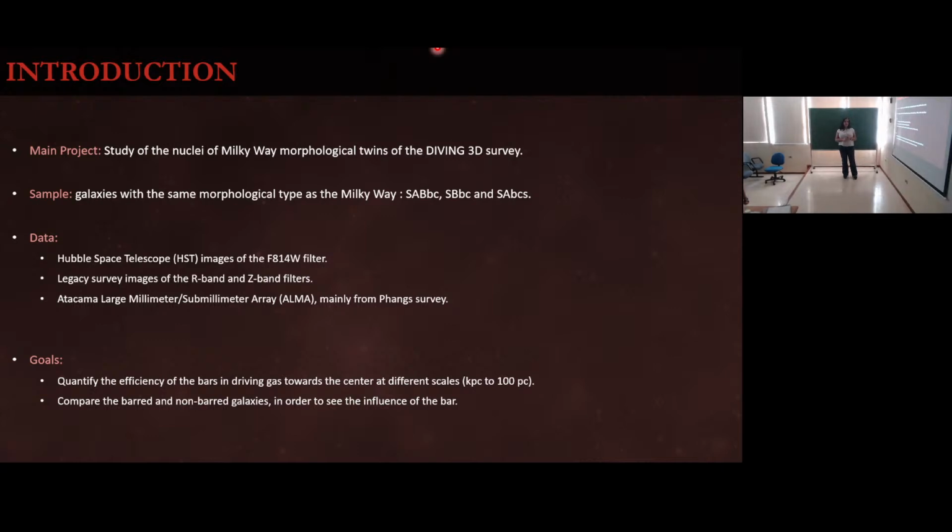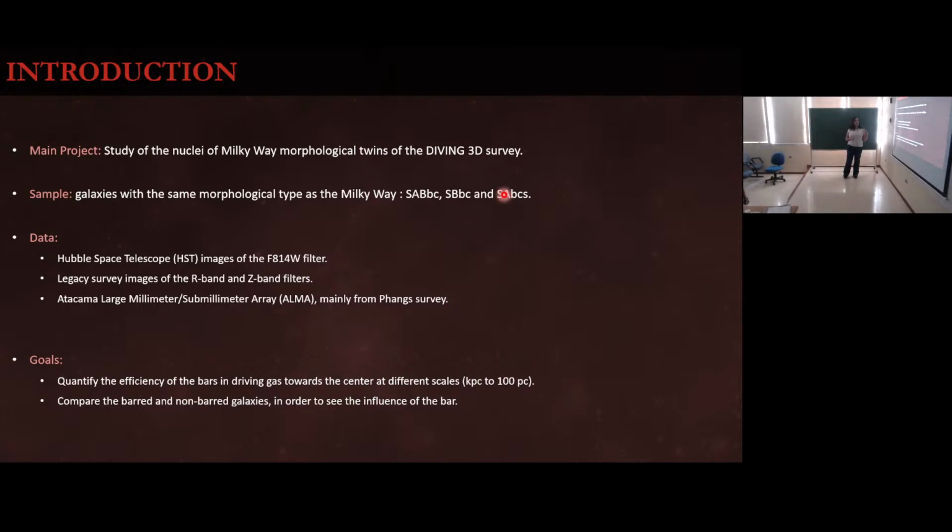This survey has the goal of observing galaxies in the southern hemisphere using optical data cubes. The sample limit was a magnitude in the B band less than 12 and galactic latitude greater than 15 degrees. The sample of Milky Way morphological twins is 15 galaxies in total. However, in this main project, I also added the non-barred counterparts, SABbcs, in order to compare the influence of the bar in those galaxies. In total, the sample comprised 23 galaxies.